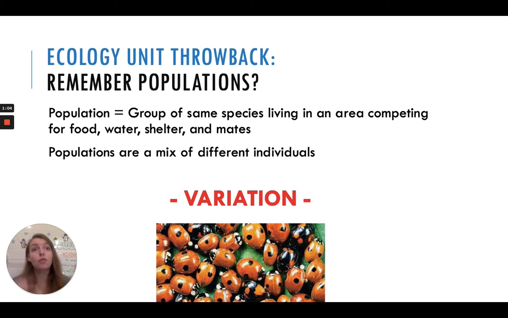So here we go. We're going to throw all the way back to our second unit, ecology. So in ecology, we learned about populations. So a population is a group of the same species living in the same area, and they're competing for food, water, shelter, mates, for resources, really. And so the way that I like to think about this is, when I think of the human population, we here, we're humans. Right now, our population is living in Arlington. We're living in the same area.